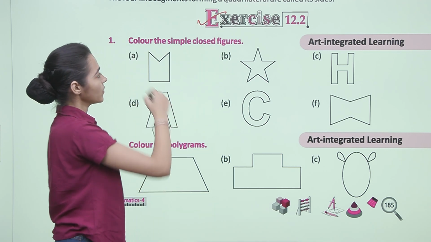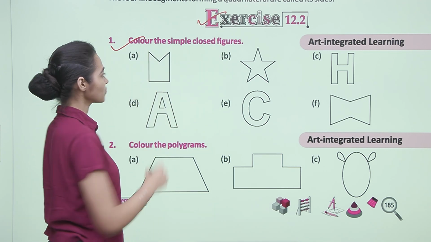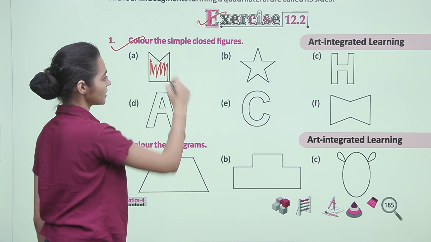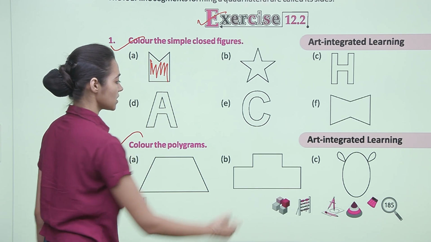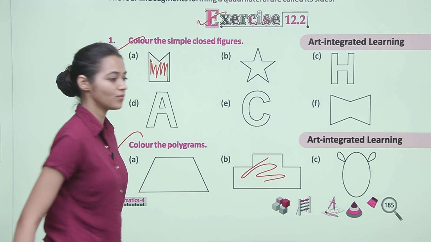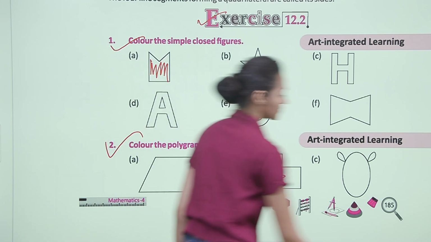Let's start with exercise 12.2. We have to color the simple closed figures. So this one is a simple closed figure. That's how you have to complete the remaining part. Now we have to color the polygons. So this is a polygon. That's how you can color the remaining part.